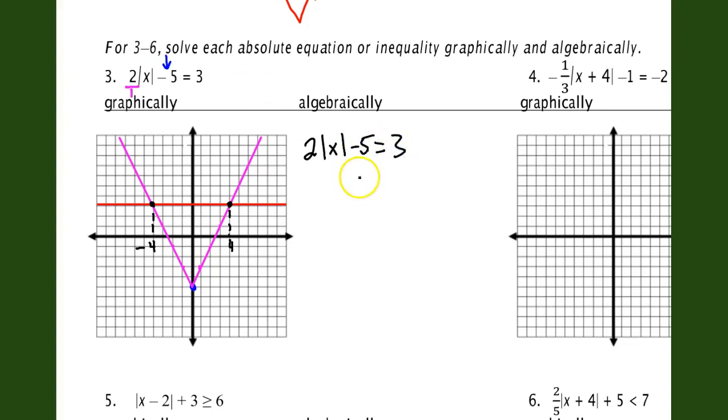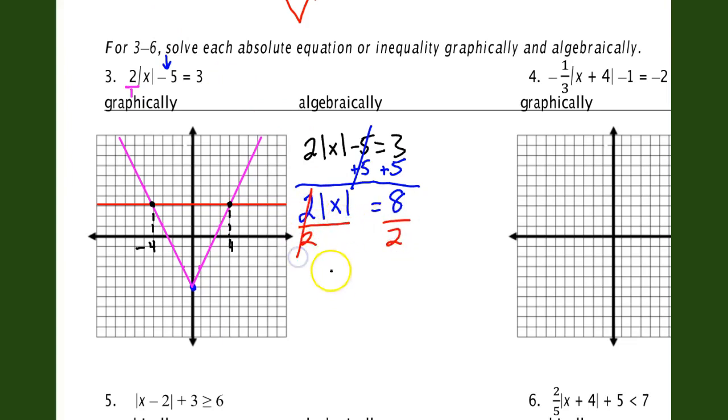All right, first add 5 to both sides. All right, so now we have 2 times the absolute value equals 8. And then we can divide both sides by 2. So now we know the absolute value of x is going to equal 4. Right, so we know we're getting closer. We have 4. But how to get the -4?